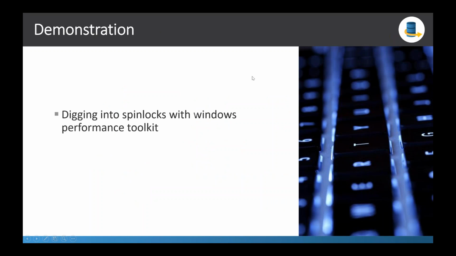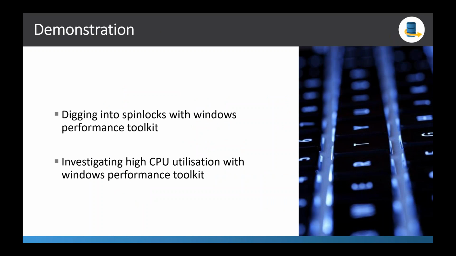Okay. So I'll give you another demo. So I'm going to dig into Spinlocks with Windows Performance Toolkit. I'm going to investigate high CPU utilization with Windows Performance Toolkit. This really is a level 400 diagnostic tool. It is a bit exotic, but the Microsoft escalation team use this when they get cases of CPU saturation.